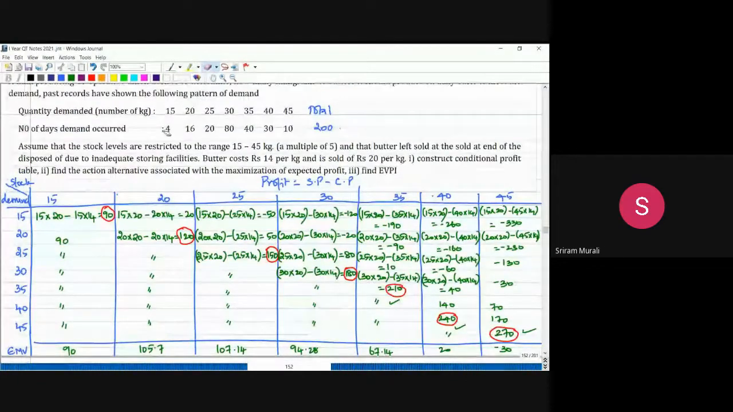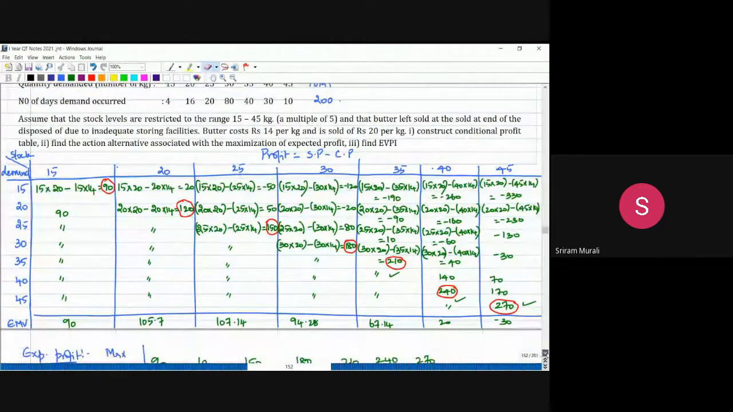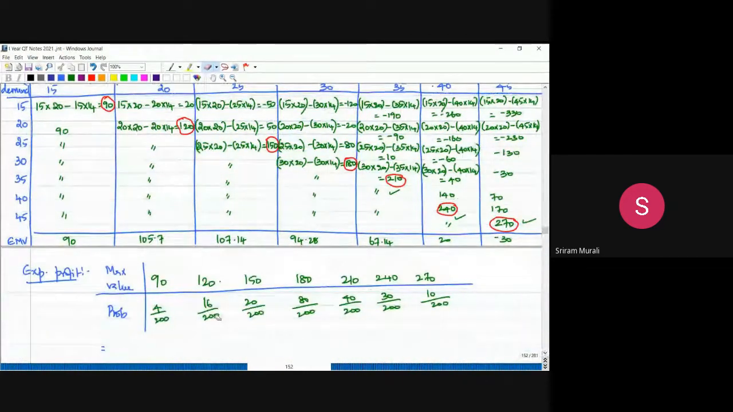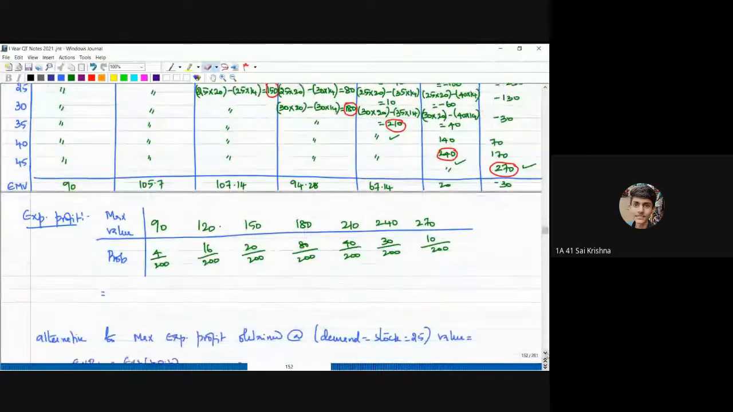This is your demand given in 200 days. So first, to get a demand 15, what is the chance? In 200 days, just 4 days we are getting. To get a demand 20, in 200 days, just 16 days it is found. Therefore, it is 16/200.